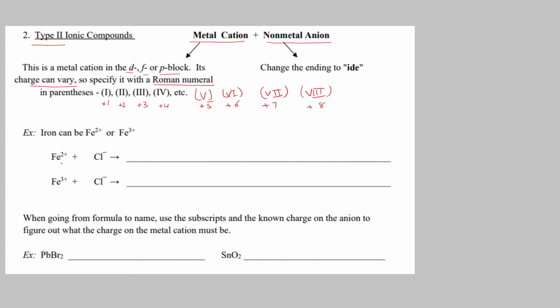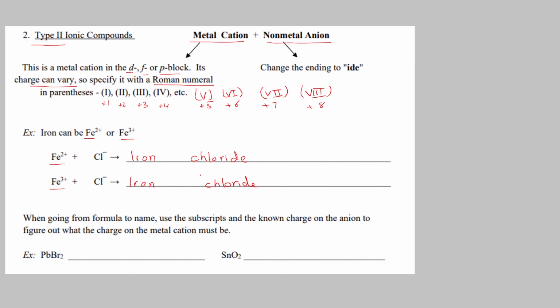Now let's see the example that we have here. If we are naming using our type 1 rule, the name for Fe from the periodic table is iron, and for Cl the name is chlorine, and we change the ending to ide, so it will be chloride. But iron is a metal that can be +2 or it can be +3 as well. In the next example, we have iron with +3 charge, and if I name it based on our type 1 rule, it will again be iron chloride.